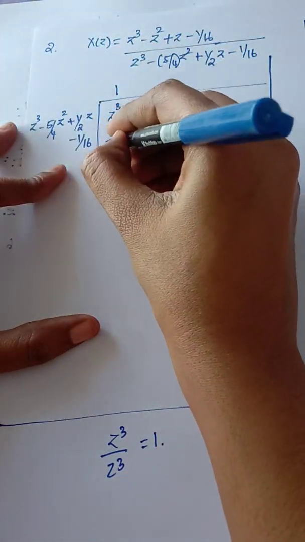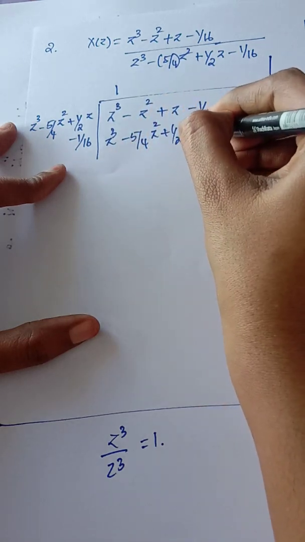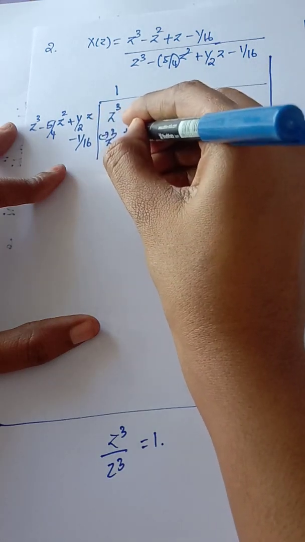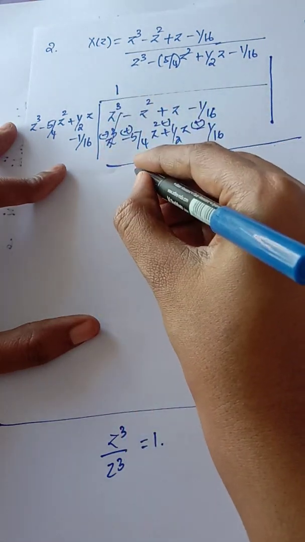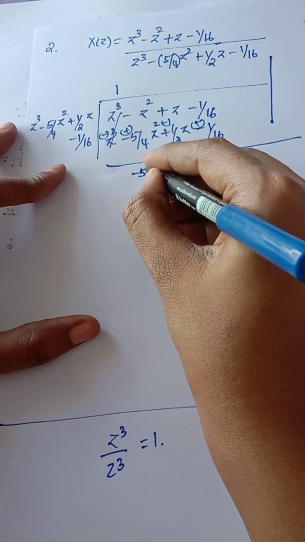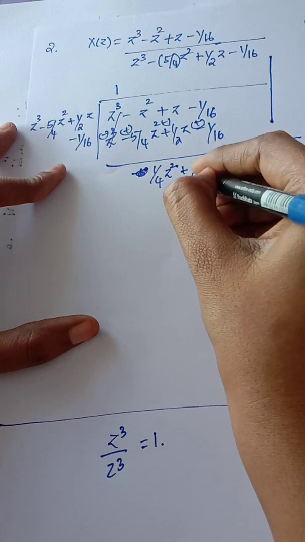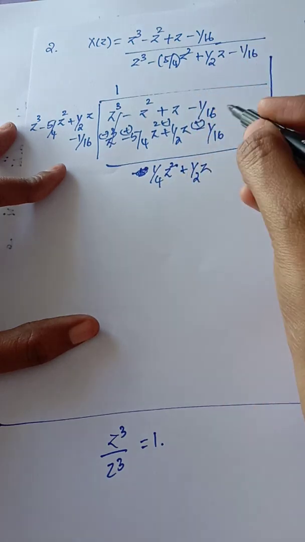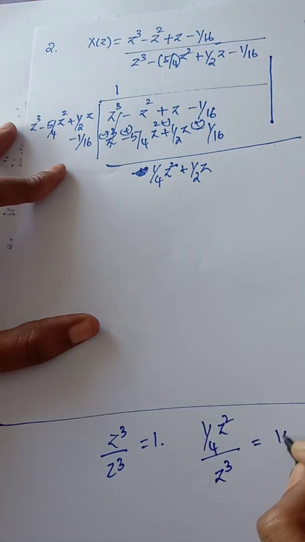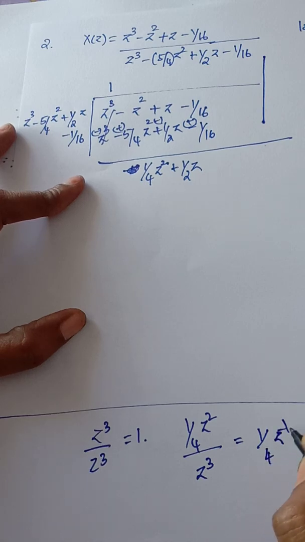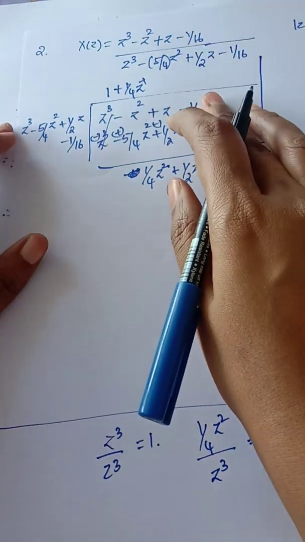When you multiply, you will get z cube minus 5 by 4 z square plus 1 by 2 z minus 1 by 16. Now I need to change the sign, so minus plus, and this will get cancelled. What I will get for this is plus 1 by 4 z square plus 1 by 2 z, so this will also get cancelled. Now consider 1 by 4 z square divided by z cube. Here you will get 1 by 4 z power minus 1. I am writing it directly in terms of z inverse, so 1 by 4 z inverse.